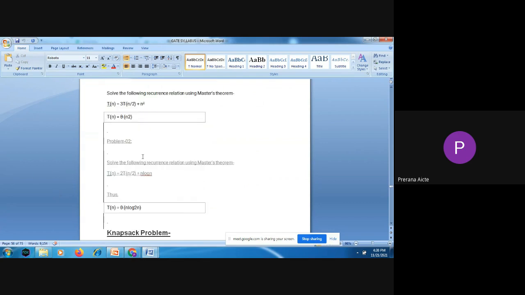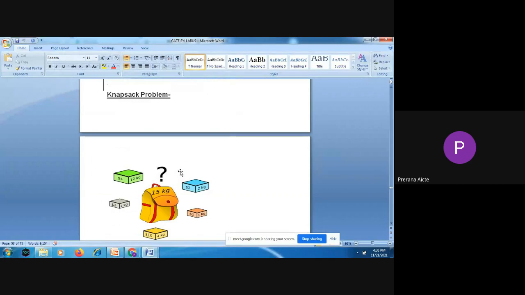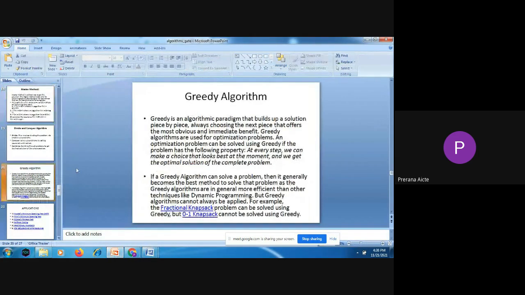So if it is 2 into T of n by 2 plus n log n, so what is going to be the time complexity? So next, this is about divide and conquer, and the next algorithm design technique is the greedy method.